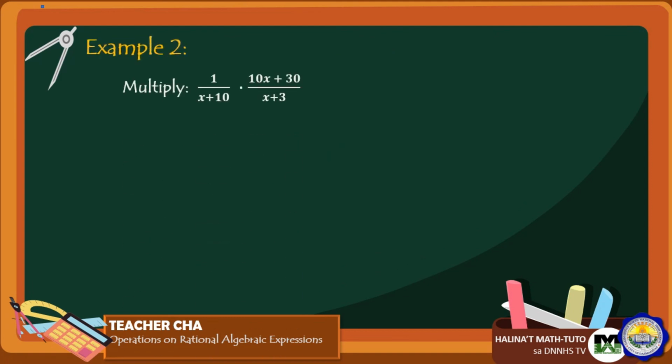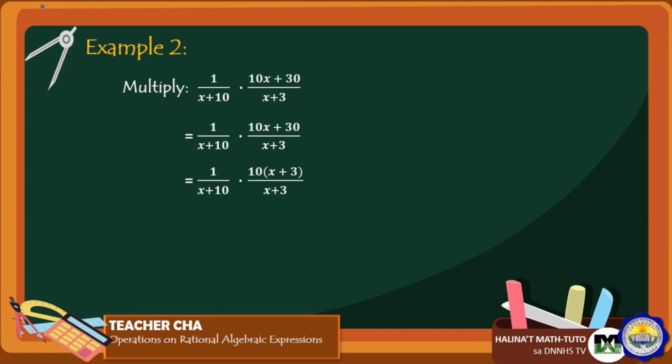Example number 2. Multiply 1 over x plus 10 times 10x plus 30 over x plus 3. So you have there 1 over x plus 10 times 10x plus 30 over x plus 3. If you will notice, in the second expression, we have 10x plus 30. There is a common factor which is 10. So let's take out 10. So that is 10 times the quantity x plus 3.